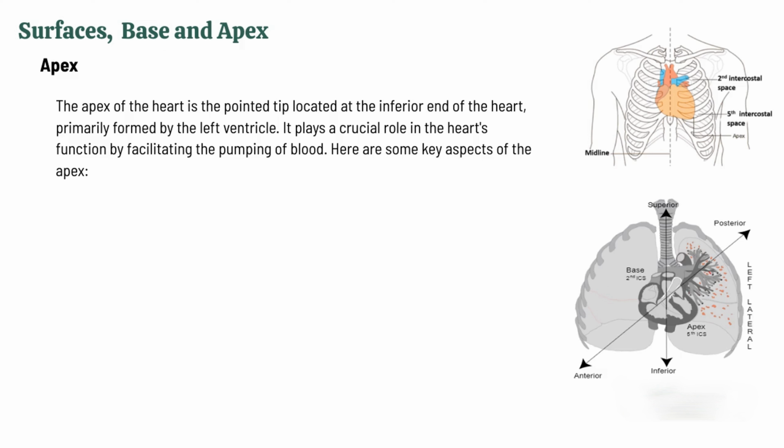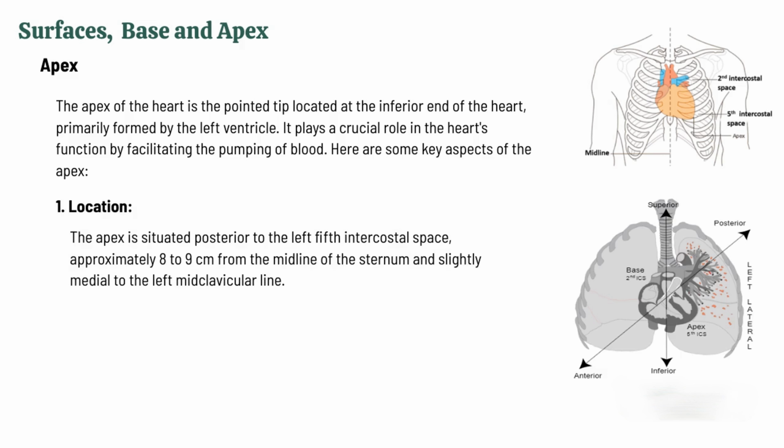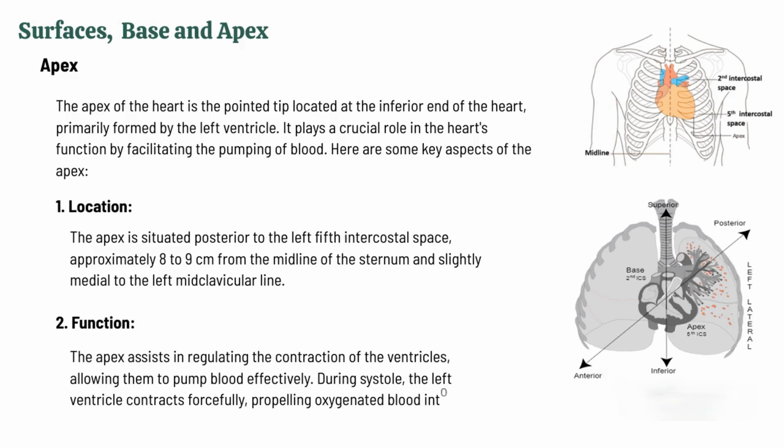Here are some key aspects of the apex. 1. Location. The apex is situated posterior to the left fifth intercostal space, approximately 8 to 9 cm from the midline of the sternum and slightly medial to the left midclavicular line. 2. Function. The apex assists in regulating the contraction of the ventricles, allowing them to pump blood effectively. During systole, the left ventricle contracts forcefully, propelling oxygenated blood into the aorta and throughout the body.